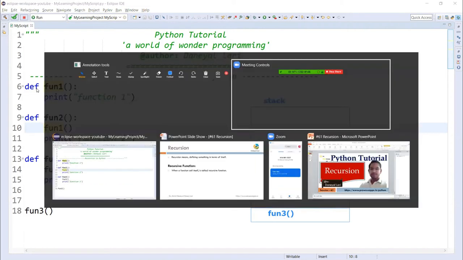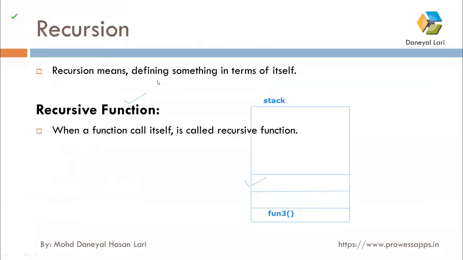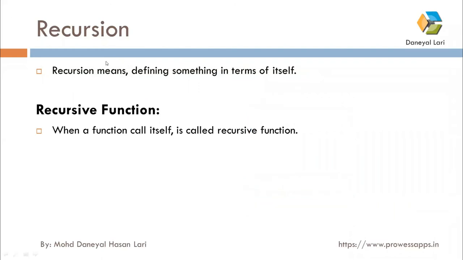Now come to recursion. So what is recursion? Let me clear all the drawings first. Recursion means defining something in terms of itself. This is the literal meaning. But in terms of programming, if we talk about the recursive function, it means that when a function calls itself, a function hands over something to produce the output to itself in the next call. So this is called a recursive function.